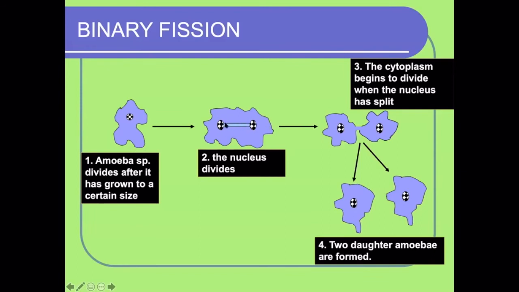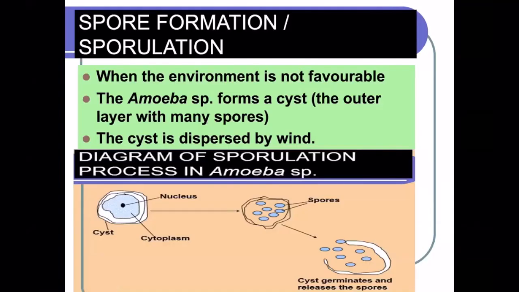So once it has two nucleus, then it will divide the cytoplasm. Okay, the cytoplasm begins to divide when the nucleus has split up. So, as you can see here, after division of cytoplasm, two daughter amoeba are formed. Okay, so this is what we call binary fission. Okay, this one is under unfavorable condition.